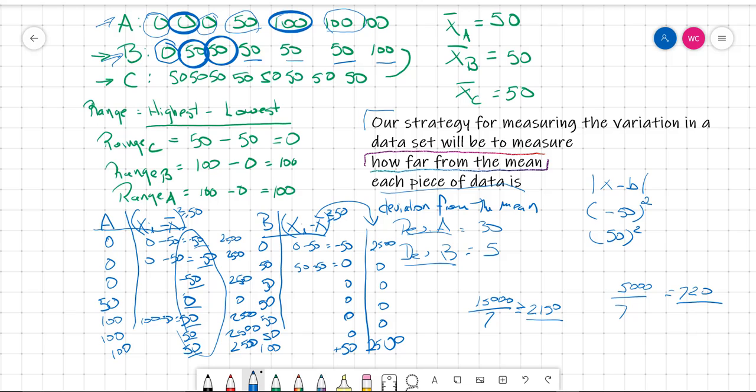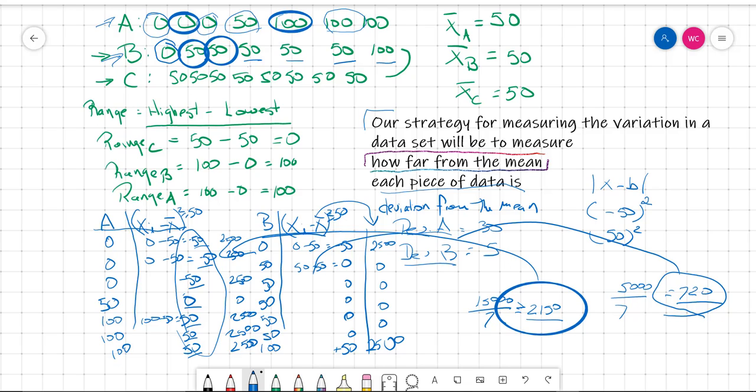We wanted to say that the spread of this is much bigger than the spread of this, and this is what we're using to measure the spread of this one, and this one has much bigger spread than this one, which is what we want. So that is how we do it. So what did we do? We looked at the deviations from the mean, and then we squared them and took their average.